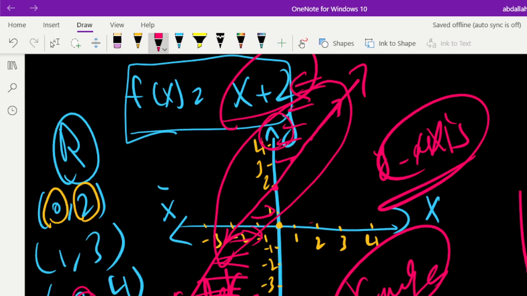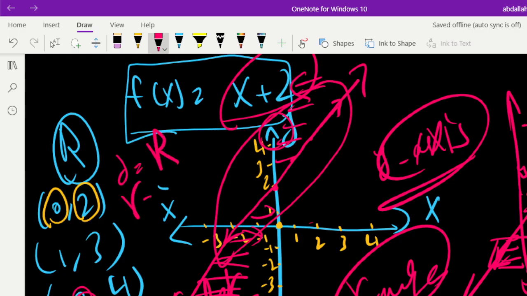Let me draw it here. Here is our line, and this is y. So this line covers the whole y-axis. You know, this is extended forever, and this extended here, and this covers the whole y-axis. So our range here is real numbers. So the domain and range here are both real numbers.